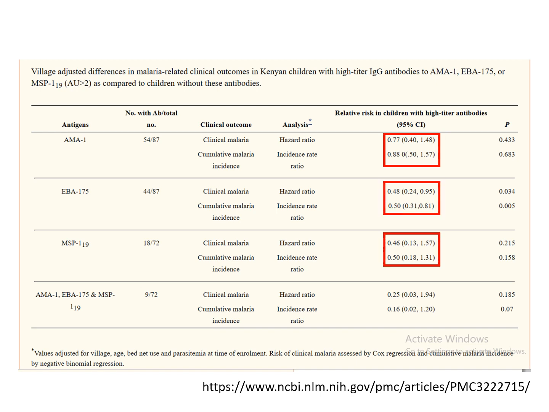Whereas for EBA175 and MSP119, the relative risk in children with high titers of antibodies towards these two antigens was quite low. It's about 48% or 46%. So the presence of antibodies towards EBA175 and MSP119 could actually protect about 50% of the children from getting reinfections of malaria. This is how useful the ELISA test is in showing whether the antibodies can be protective.